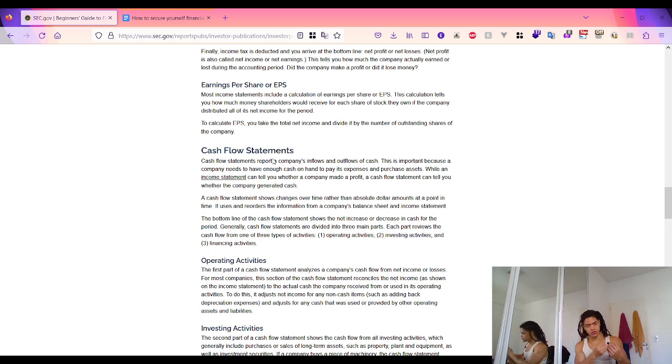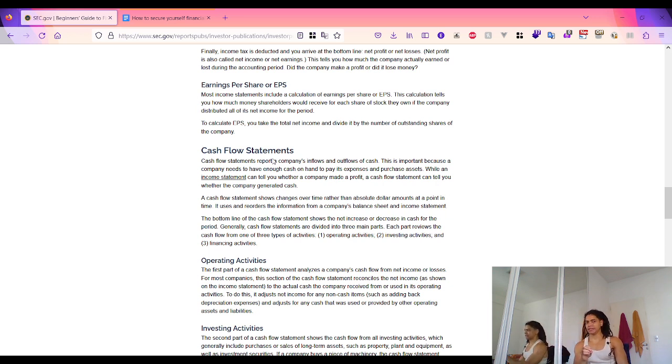If we use the information from the balance sheet and the income statement, the bottom line of this shows the net increase or decrease in cash flow. This statement is made of three parts. Each part reviews the cash flow from operating activities, investing activities, and financing activities.